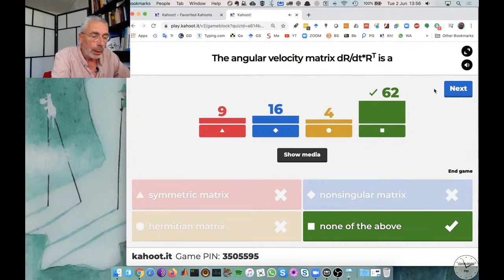Yeah, it's an asymmetric matrix, it's a singular matrix, and Hermitian, well, that's something with complex numbers and a transpose, and apparently it's none of those three, so it's none of the above. Very good. Now we continue our quiz, and not with content questions.